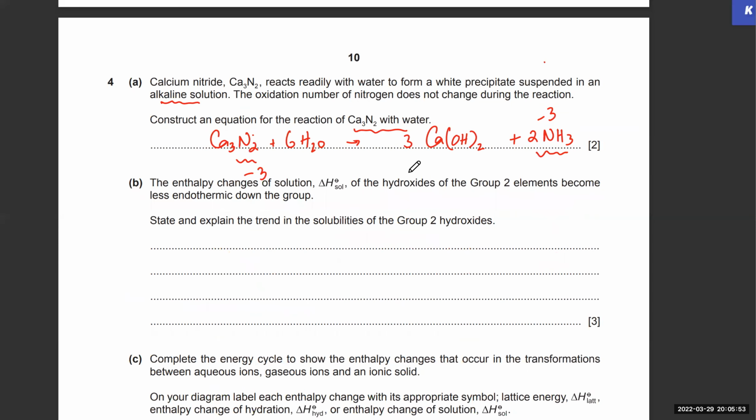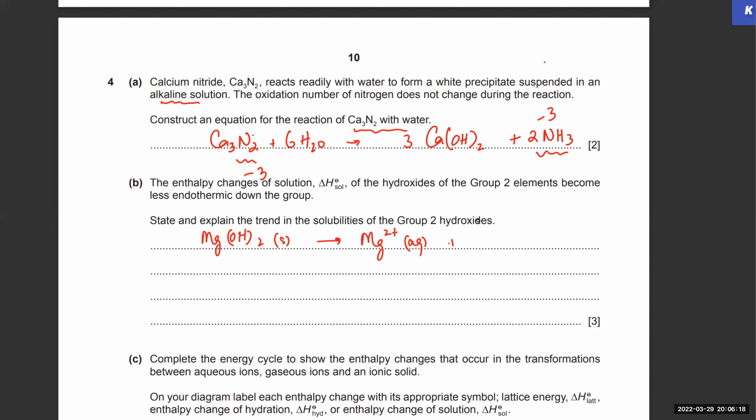The next one is that the enthalpy of solution of the hydroxides of the group 2 elements become less endothermic down the group. State and explain the trend in the solubility of group 2 hydroxides. So what happens to group 2 hydroxides? They become more soluble down the group. Like magnesium hydroxide, dissolving it is... so again, it's a typical question.